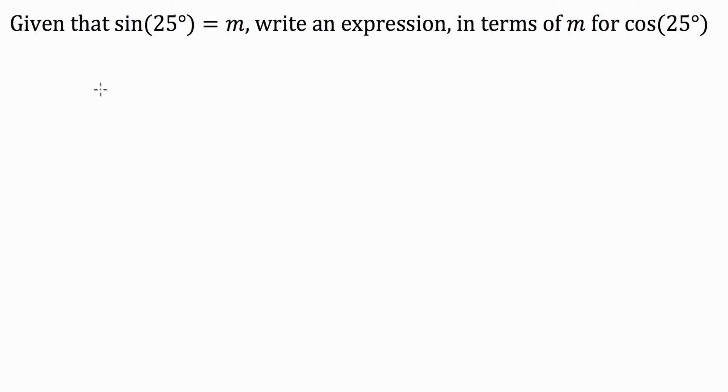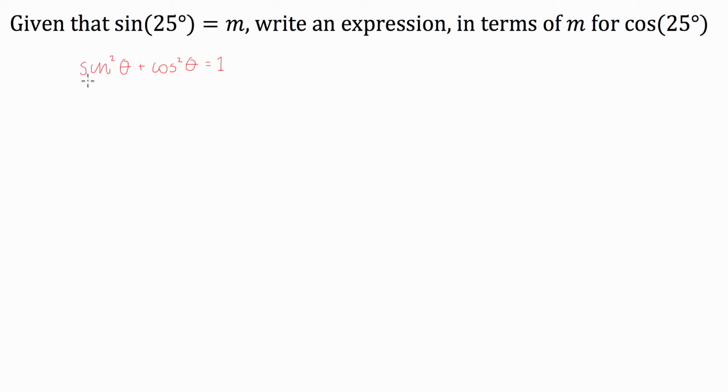It says, given that sine of 25 degrees equals m, write an expression in terms of m for cosine of 25 degrees. Now, the only identity or the only formula that we have that would link sine of an angle and cosine of the same angle is the Pythagorean identity, which looks as follows. You've got sine squared of theta plus cosine squared of theta is equal to 1. Cool.